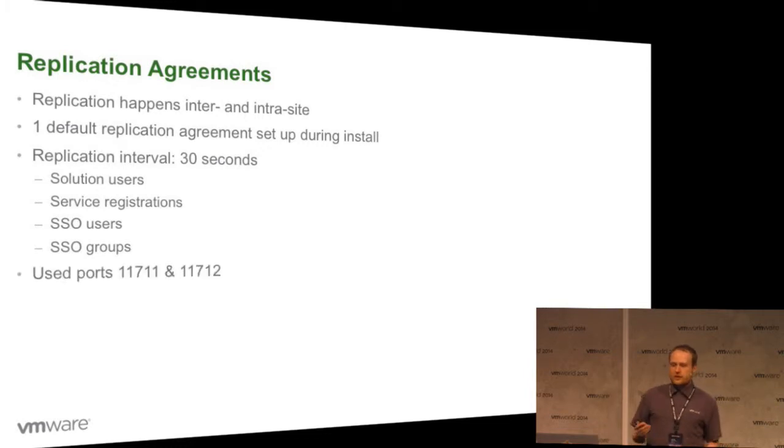We are using 2 ports for replication. We prefer to use port 11712, which is LWS-based replication. If we cannot establish a secure tunnel, we will fall back to port 11711, which will be clear text replication. Passwords are still hashed and encrypted. They will never be given out in clear text over that channel.